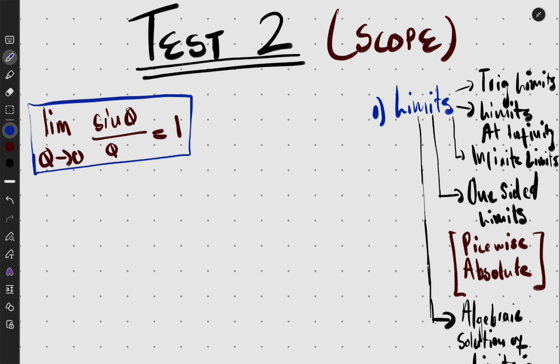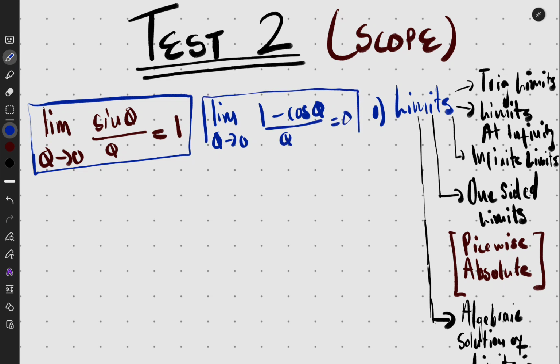Then you must also know the one which, if you go to lecture 3 of limits, at the bottom, you see this one which they also show you: the limit as theta goes to 0 of 1 minus cos theta over theta is equal to 0. So you must know these two. These are two important trig limits that you must know or remember, okay?